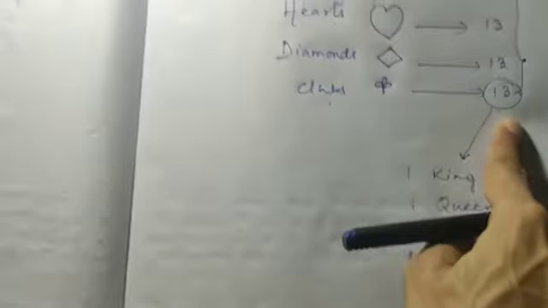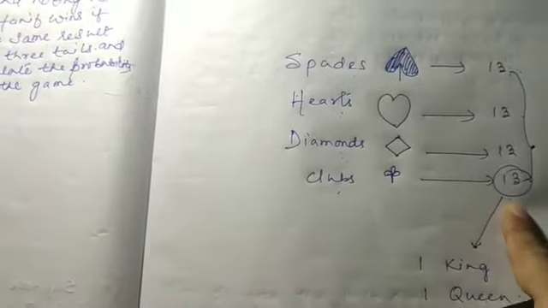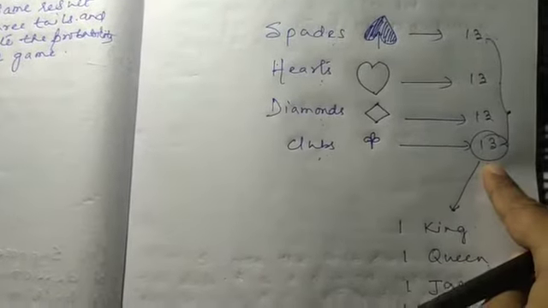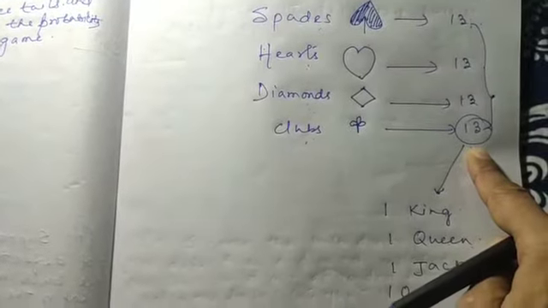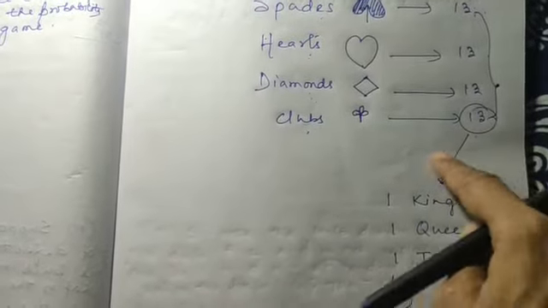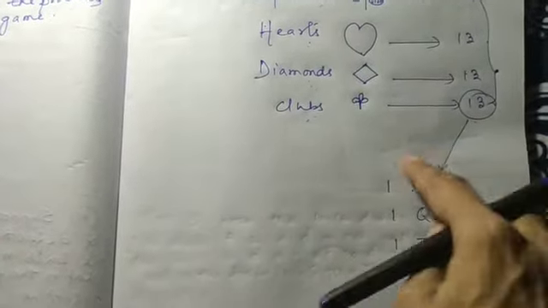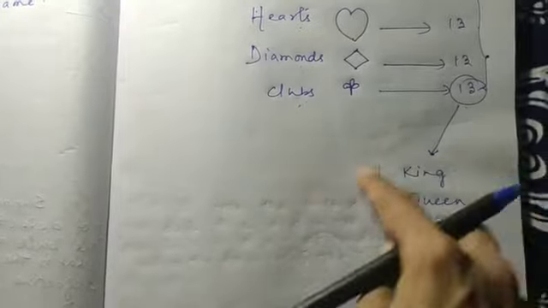See, 1, 2, 3, 4, 5, 6, 7, 8, 9, 10, 11, 12, 13. 13 types of cards used to be there in each category. Okay, there are 4 categories. In every category 13 cards are there, and every 13 cards has been divided in these 13 categories.